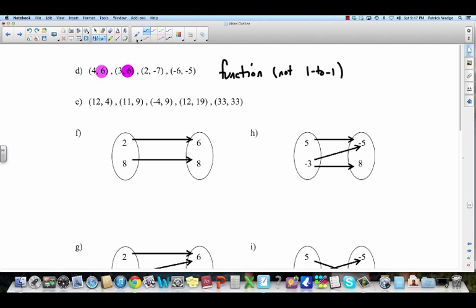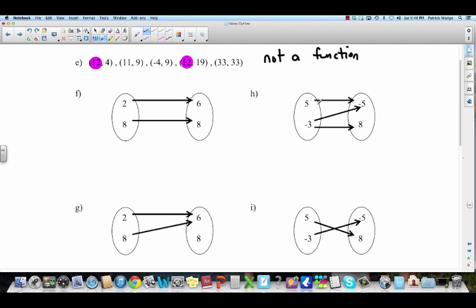Okay, let's try the next one. Let's look for some common numbers. I'm looking at the domain here, the x's: 12, 11, -4, 12. Oh, we've got 12 and 12. If we look, we have 12, 4, and then we have 12, 19. So for a single x value, in this case 12, there's more than one y value. Is that a function? No, that's the whole definition of a function: every x value has to have only one y value. In this case, the input of 12 has 2 outputs. That's not a function.